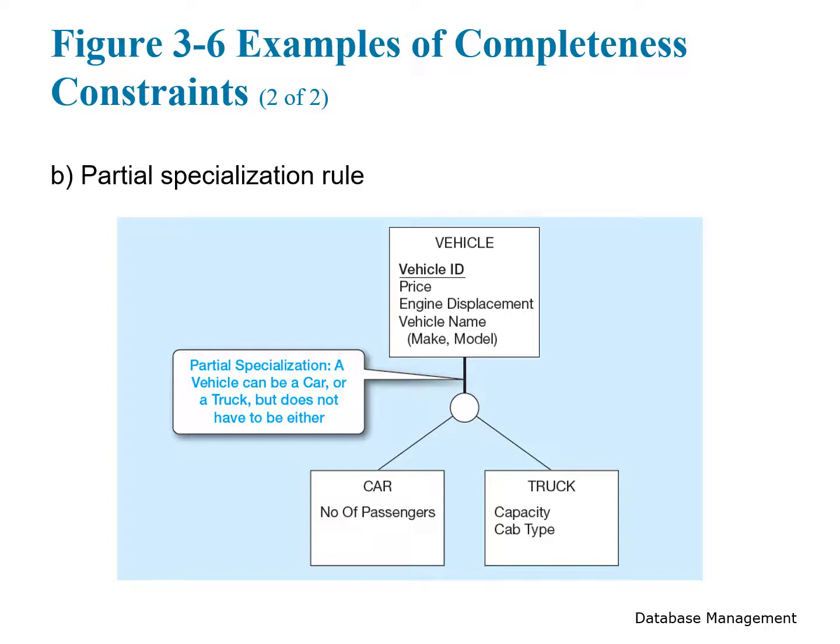So going back to figure 3-5, do you think the division of part into manufactured versus purchased part implies total specialization or partial specialization? Probably total specialization. Either a part is manufactured in-house or purchased from an external supplier. There is probably no other option.